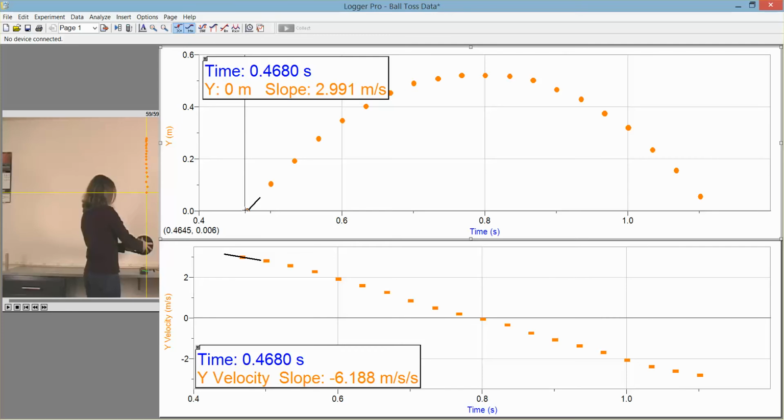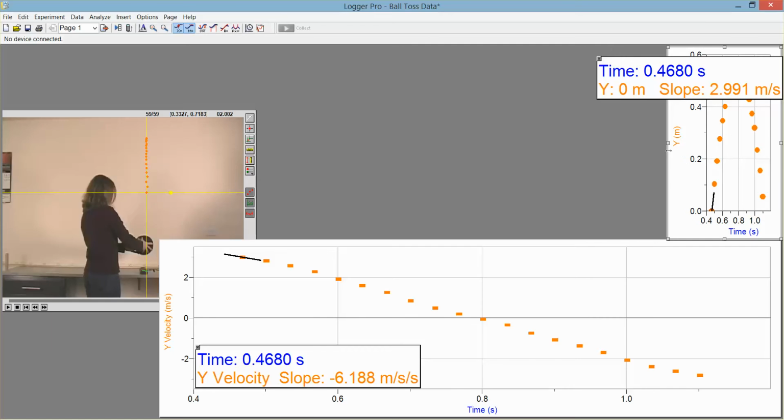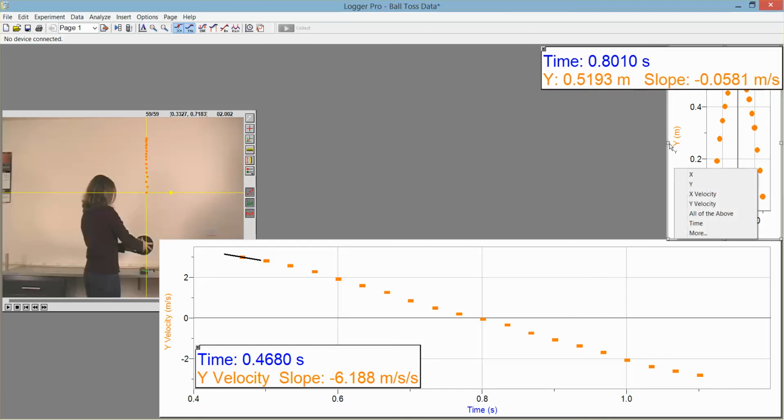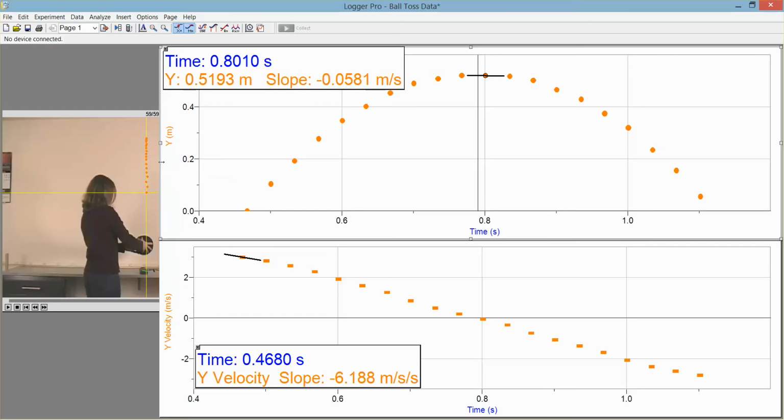Well, first, if we just look at the points, and maybe it's a little bit easier to see this if I scrunch the graph up, you can see that the points are more widely spaced at the beginning and the end of the graph than they are near the middle of the graph. What does that mean? Well, because we're looking at a position versus time graph, that means the positions are changing by greater amounts when the ball is near the bottom of its path than at the top of its path.